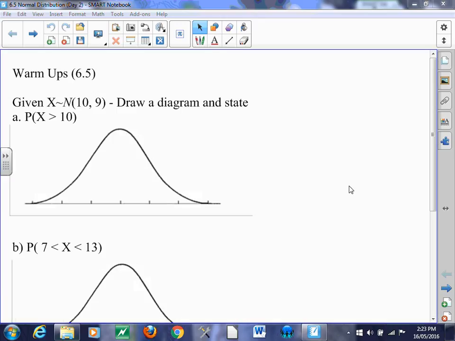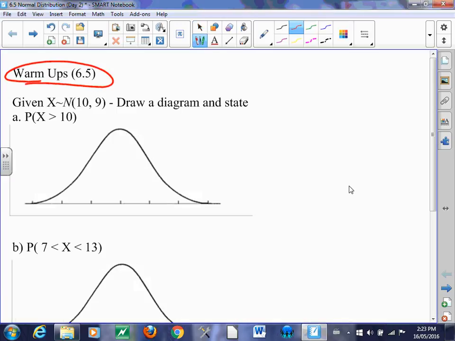So what I want you to do is take a look at these warm-ups, ladies and gentlemen, and we'll see what we can do. So notice folks, we've got our normal distribution curve here, which we learned last day. Remember that it's unimodal and symmetrical and asymptotic as well. We also learned some notation that we have to make sure we know.